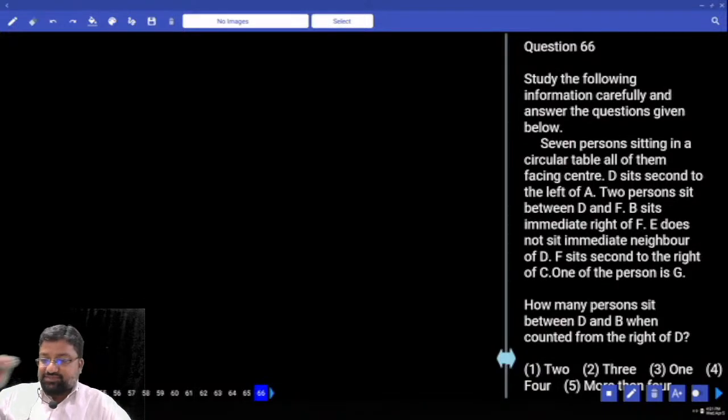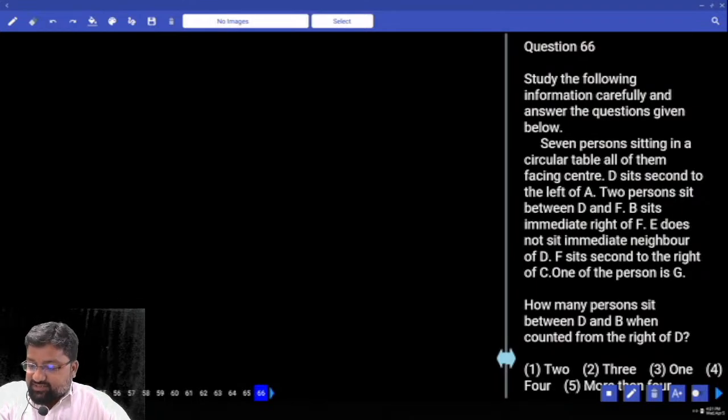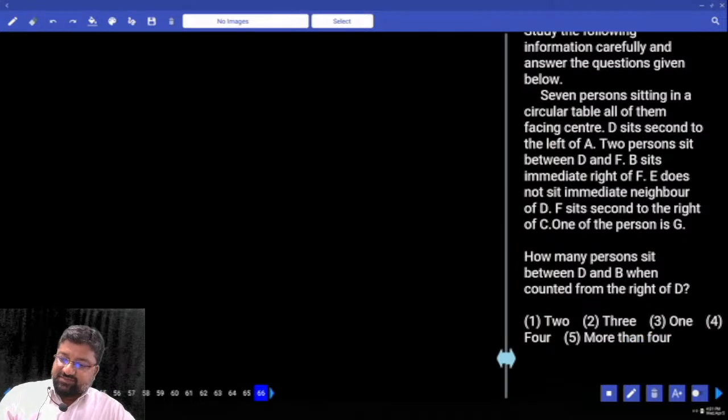RBI Assistant Clerk Prelims Model Test number 59. Let's try to solve the questions from reasoning. Look at the first question.